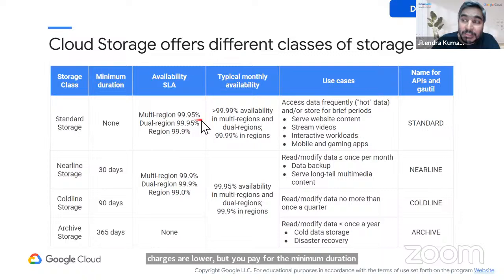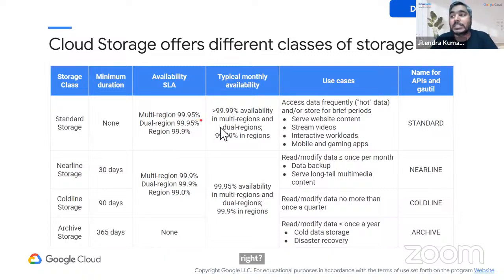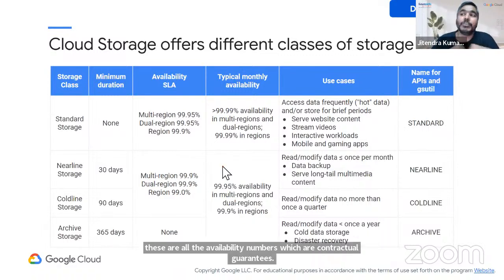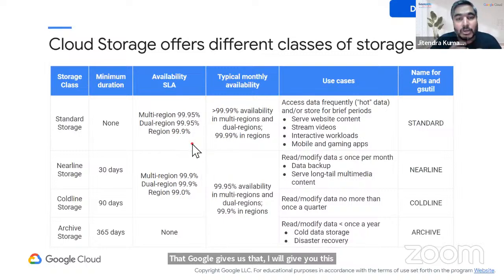Now, when it comes to availability, as I was explaining, these are the availability numbers which are contractual guarantees that Google gives us. Based on my technical and business requirements, I could decide whether to create a multi-regional bucket, a dual-regional bucket, or a single regional bucket, because charges will definitely vary. Multi-regional is slightly more expensive versus regional. So based on my availability requirement, I could decide one or the other.